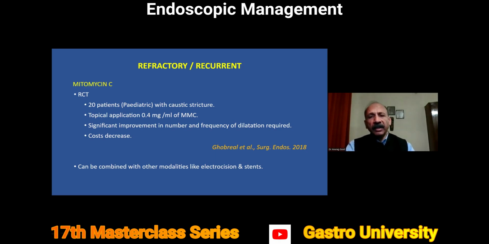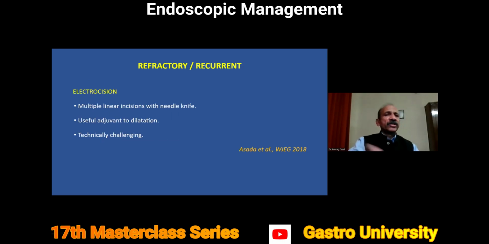it be electrocission that we do for refractory or recurrent strictures, or even stents. Electrocission is an endoscopic minor surgery. What we do here is, if the stricture is small, it has to be a small stricture, almost like a diaphragmatic stricture, up to 1 to 2 centimeters, we make linear incisions with a needle knife using the electrocautery in 4 quadrants. And having done that, we either leave it at that or put in a stent.